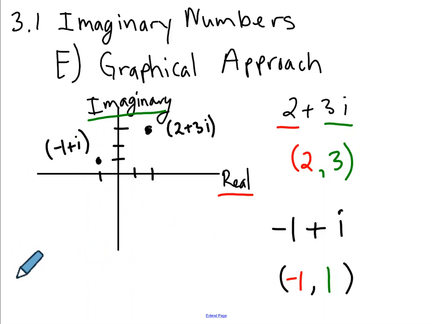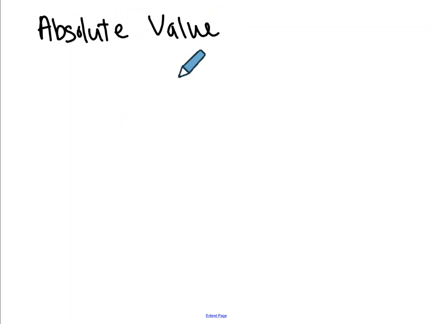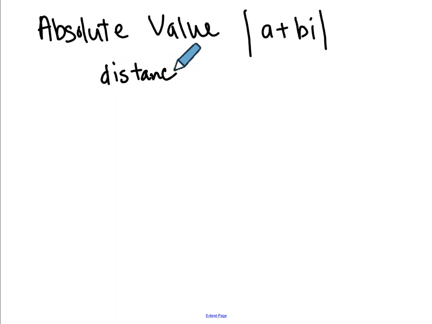What we're going to do next is add a little bit of vocab with this: absolute value. Absolute value of a complex number. You're like, oh, this is weird. Absolute value is considered the distance from 0.